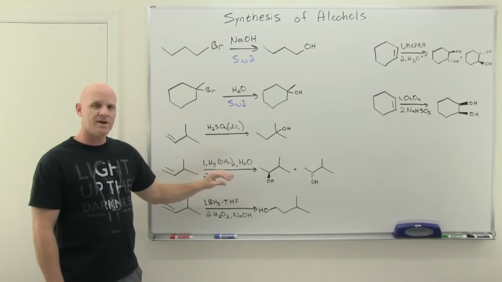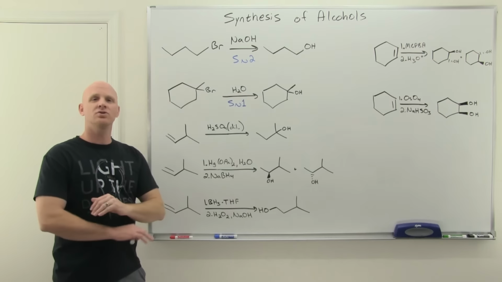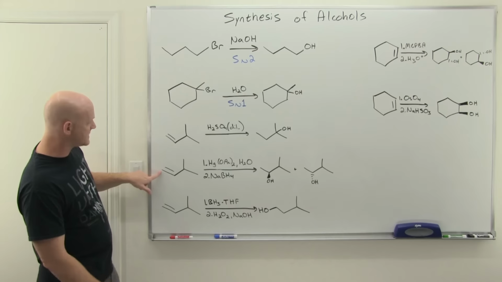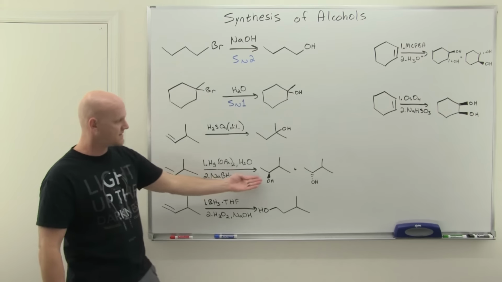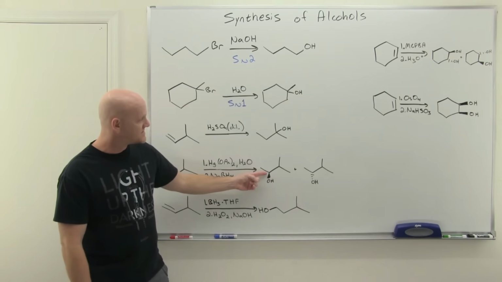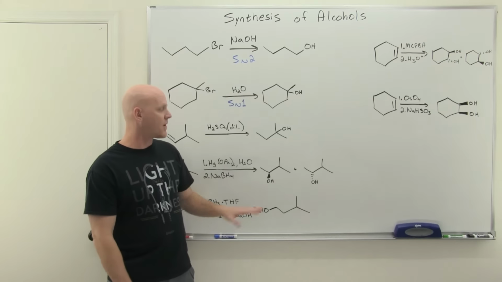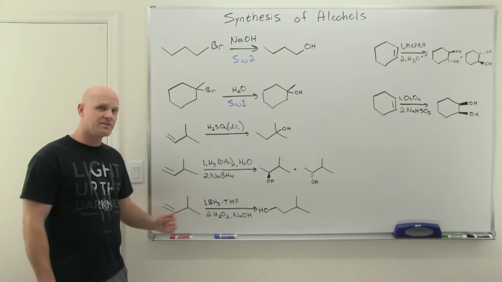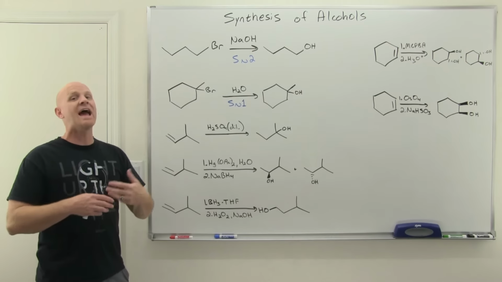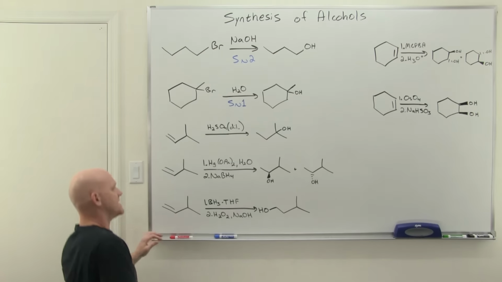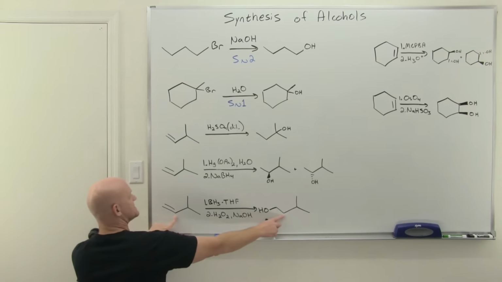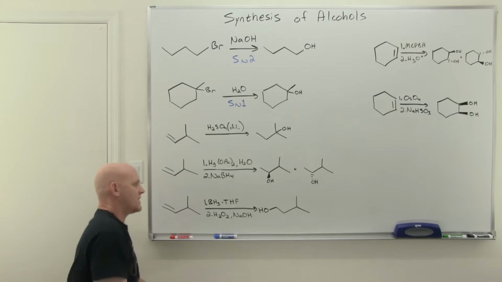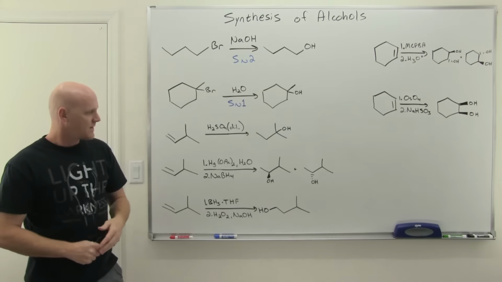Now, oxymercuration-demercuration: no carbocation intermediate, no chance for rearrangements. It just adds H and OH Markovnikov, so H to the less substituted side, OH to the more substituted side, leading to this product where the carbon the OH adds to is indeed a chiral center, so you get both R and S, a pair of enantiomers there. Finally, you've got hydroboration oxidation, which adds an H and OH, but anti-Markovnikov. And so in this case, it's going to add the H to the more substituted side and the OH to the less substituted side, yielding this lovely alcohol here, no chiral centers formed.